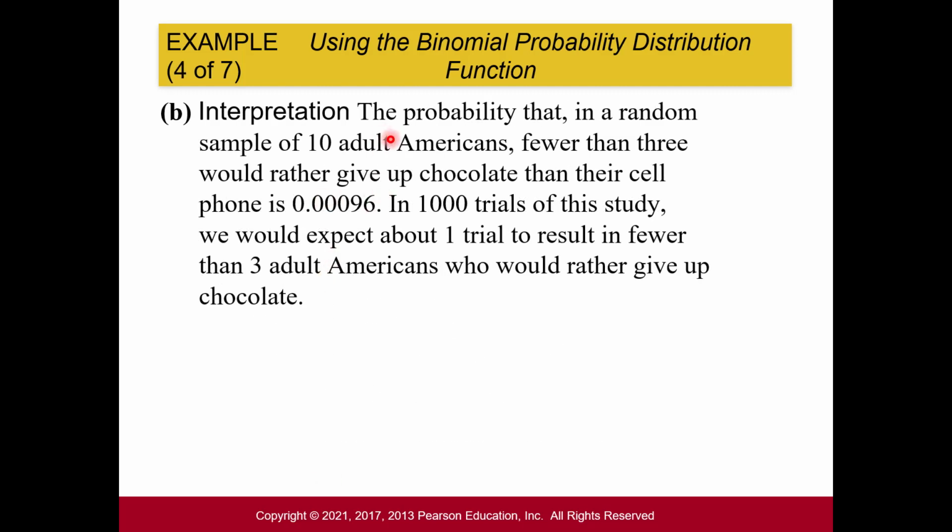So to interpret that, the probability that in a random sample of 10 adults, fewer than 3 would rather give up chocolate than their cell phone is about 0.00096. So that means in 1,000 trials of this study, we would expect about 1 trial to result in fewer than 3 Americans who would rather give up chocolate. So the 1 came from rounding. This 96 here, if you round to the thousandths place, you can round that up to 1 in the thousandths position. So that's where 1 out of 1,000 came from.